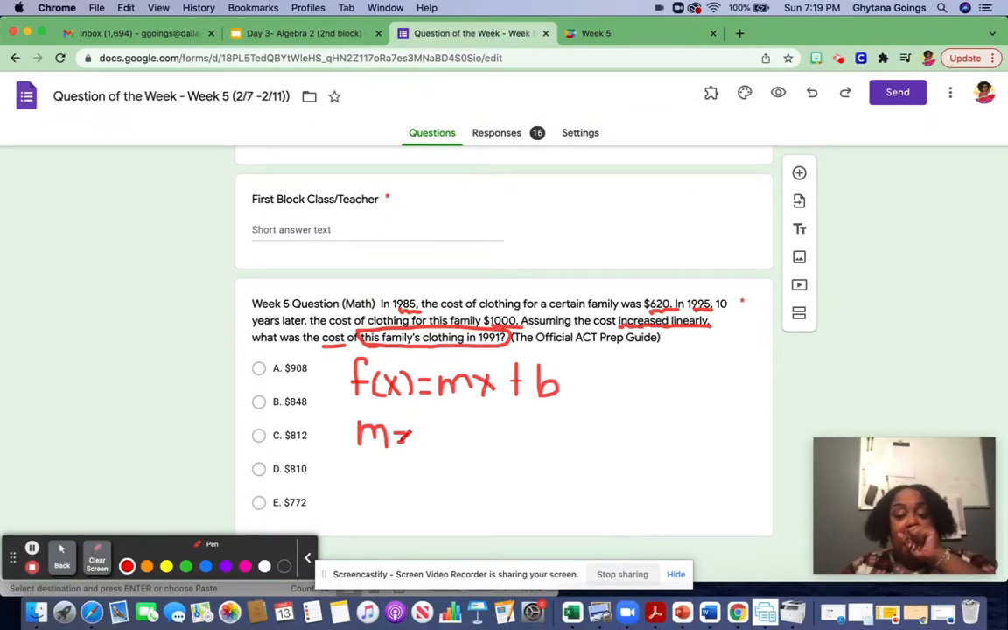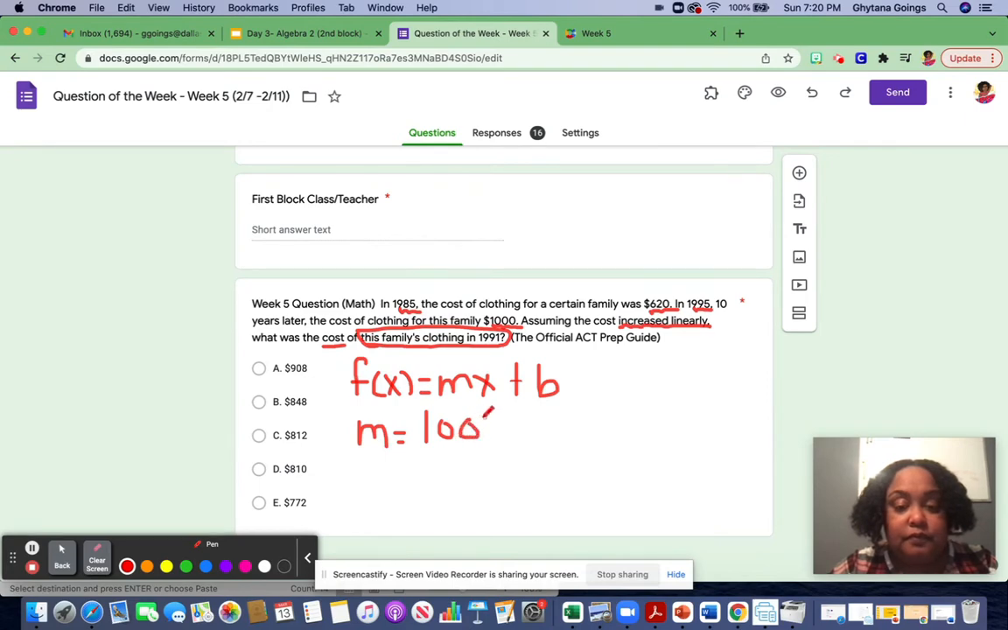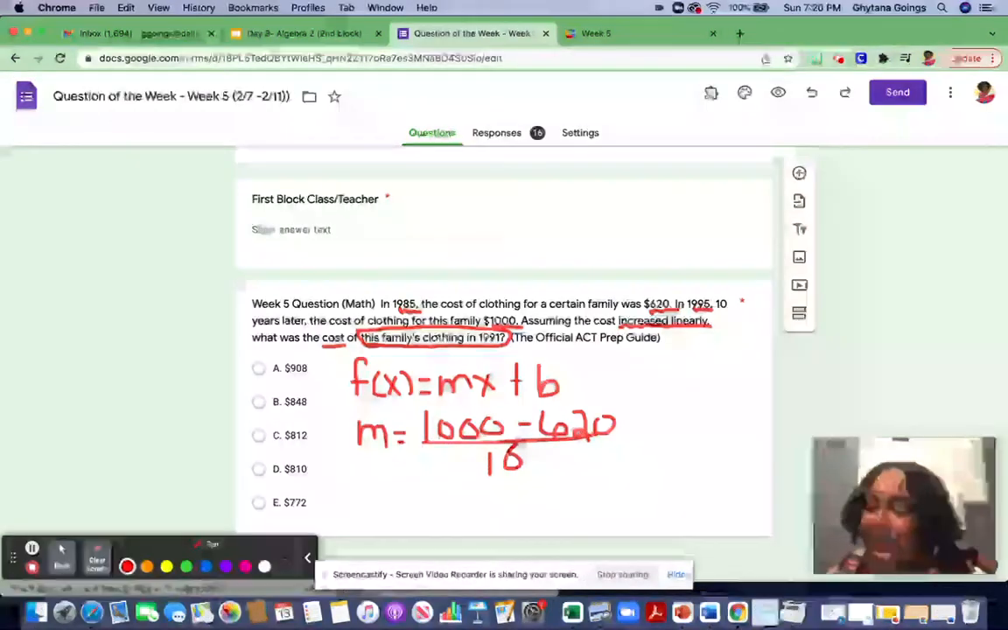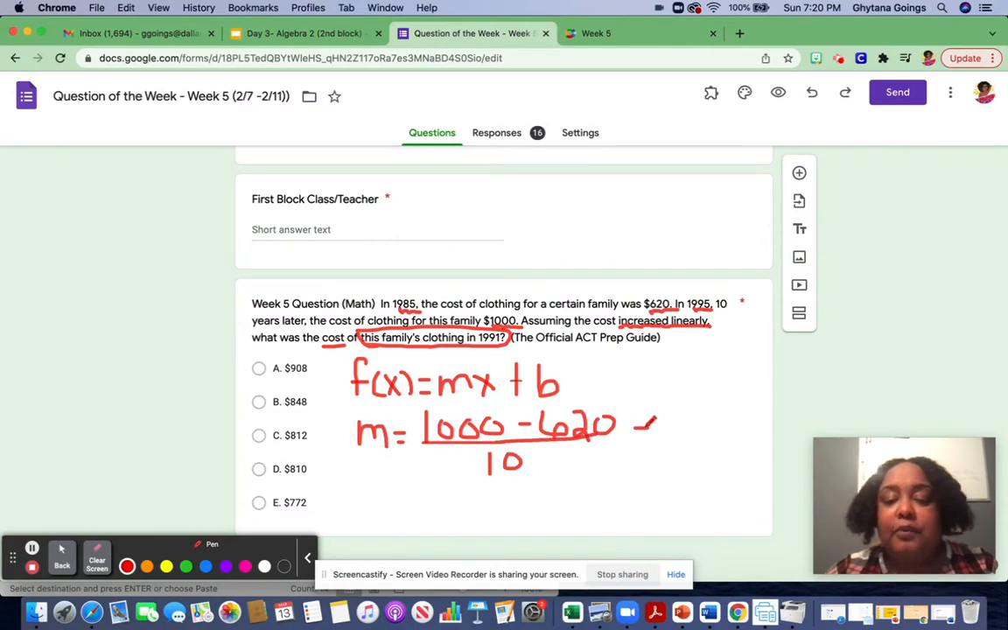So we're going to take our final cost, which is 1,000, and subtract from it our beginning cost in 1985, which is 620. Notice how we're using all the things that we underlined, divided by the number of years, which is 10. We probably should have put a squiggly line on the 10. So we have 1,000 minus 620, which is 380, divided by 10. Therefore, the slope, or the rate of change, is $38 per year.